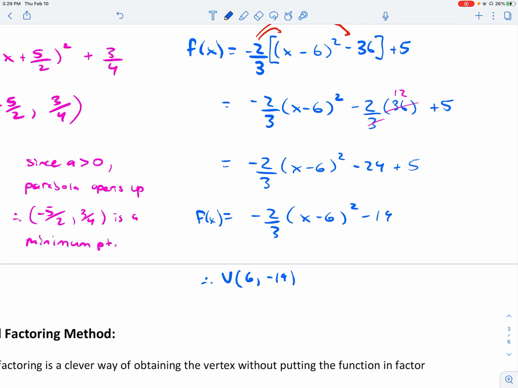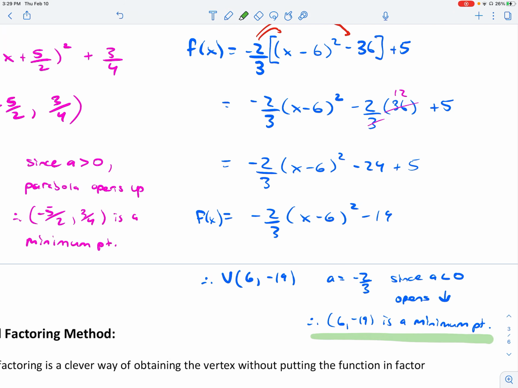a is equal to negative 2 over 3. So we could say since a is less than 0, this opens down. Therefore, (6, negative 19) is a maximum point.